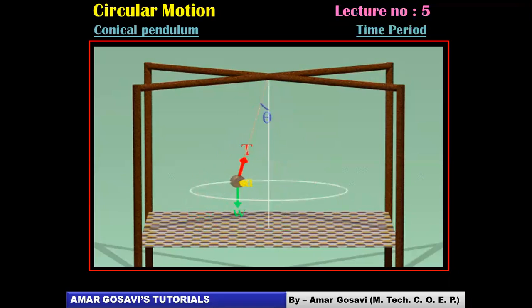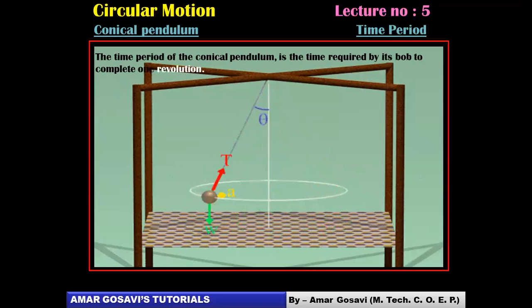So, this is how you are supposed to imagine it. So in this previous slide, we have derived the equation for the linear speed of this. Okay. So let's talk about the time period of the conical pendulum. So the time taken by this bob to complete one circle, or one revolution, is the time period of conical pendulum.